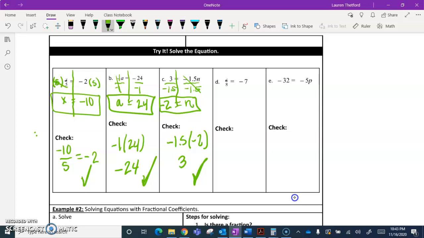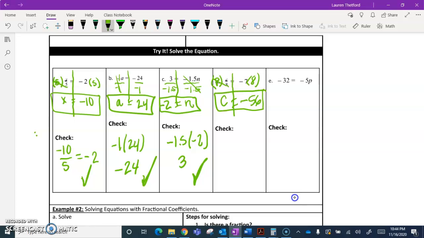Draw our line down that equal sign. Whatever I do on one side of the line, I have to do to the other. I have divided by 8, so I'm going to multiply by 8 on both sides. These cancel, and I have c equals negative 56 because 7 times 8 is 56, and negative times a positive is a negative.